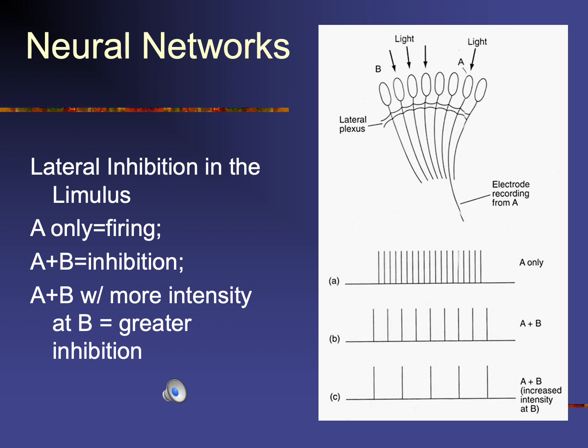And then finally, if you increase the light level at B, so you have both A and B being stimulated, but then increase light intensity at B, because B is inhibitory, it brings down the firing rate of that electrode at A. Because the lateral plexus there is connecting these receptors, and B happens to be inhibitory in that system.